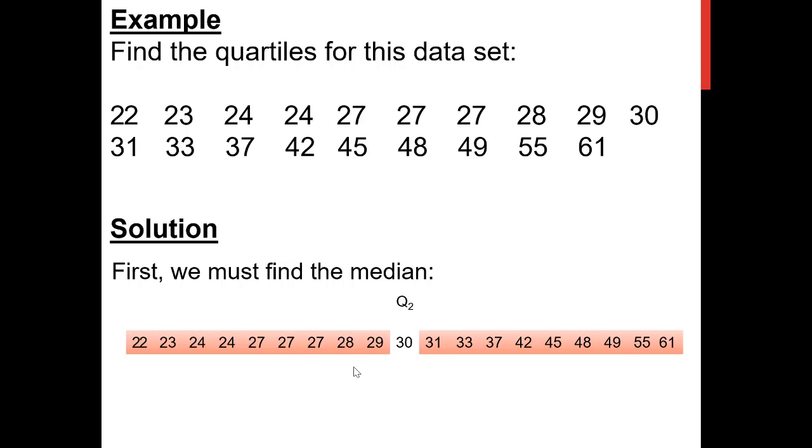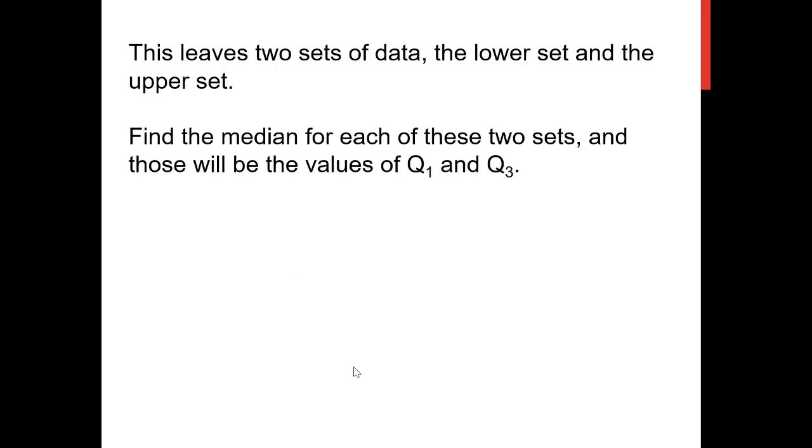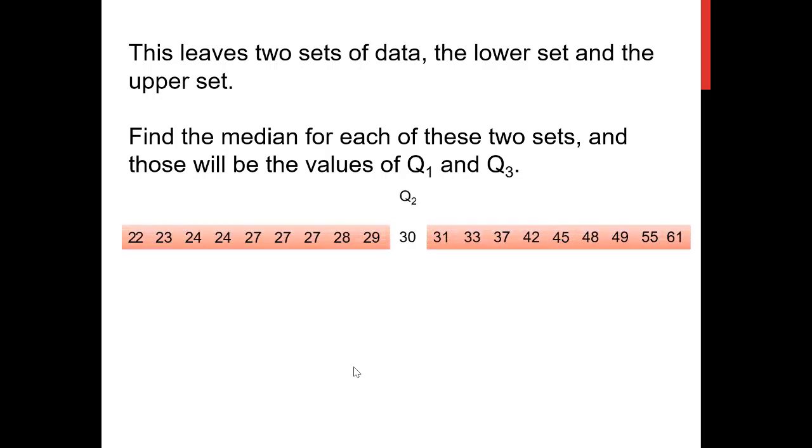So now you'll see what that's done is it's taken the entire data set and it's made 2 chunks of data to the left and the right. You have the lower set and the upper set. If you find the median of each of those subsets of data, those are going to be your quartiles, Q1 and Q3.